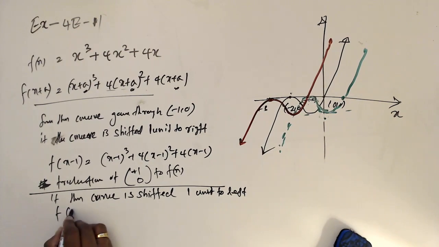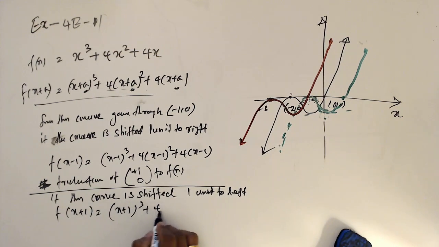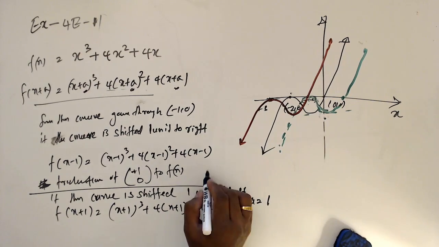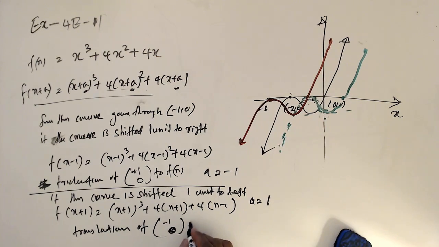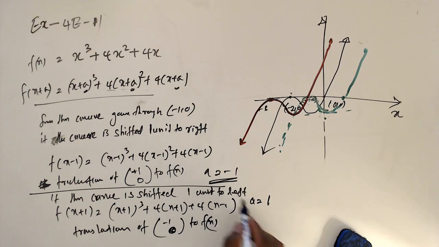Then f(x plus 1) equals (x plus 1) cubed plus 4 times (x plus 1) squared plus 4 times (x plus 1). In that case a equals 1. Here a equals minus 1. As a translation of (minus 1, 0) to f(x). So we have two solutions, a equals minus 1 and a equals 1.